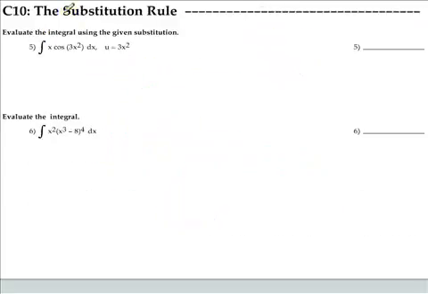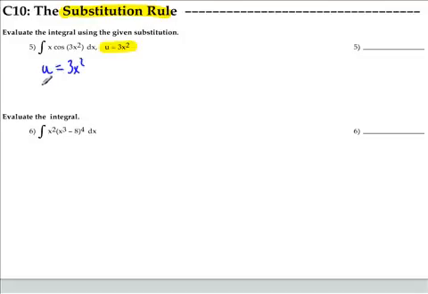Concept 10 is the substitution rule. In this one we're going to evaluate the integral using the given substitution. So this one they tell us what to substitute with. They're very kind. So we'll just go ahead and do that substitution. So I'm going to recopy it here. I always do my setup down below my problem. So I don't want a y, I want a u. They suggest that we let 3x squared equal u.